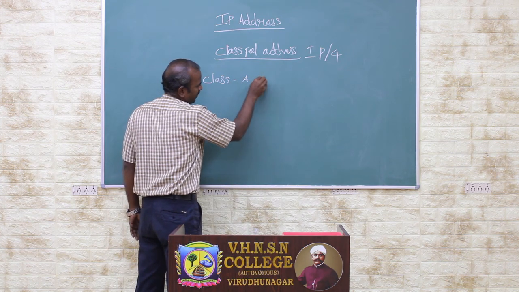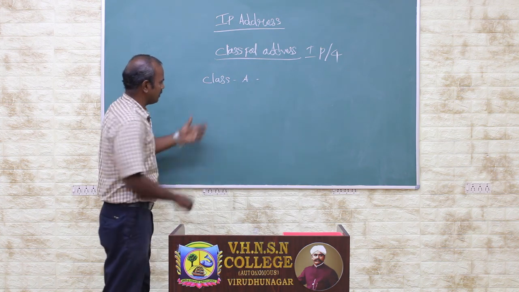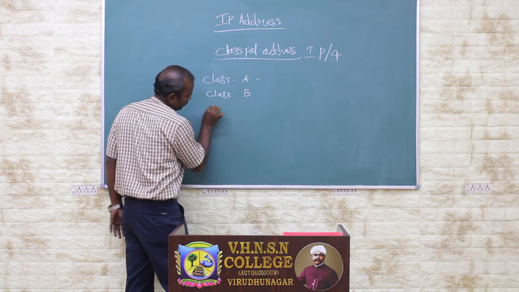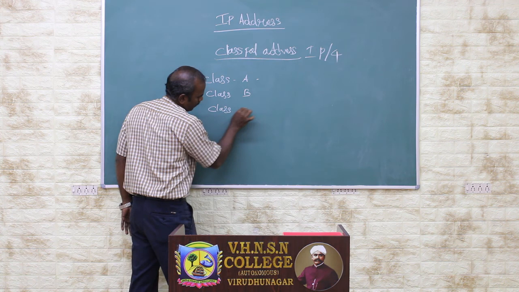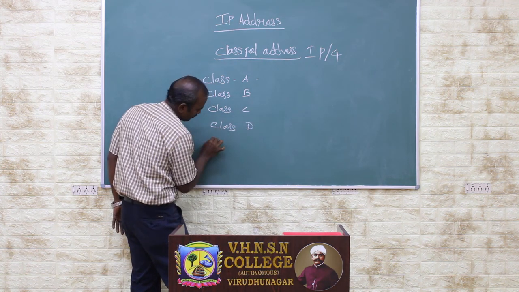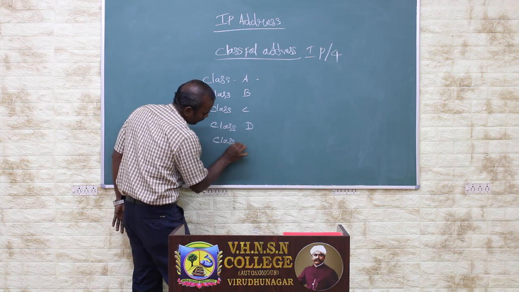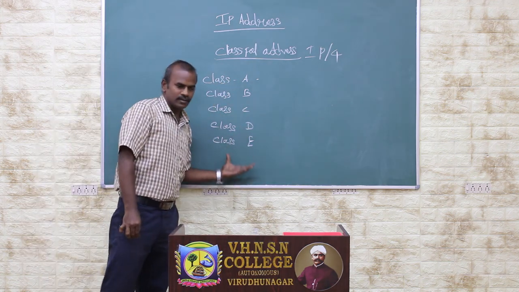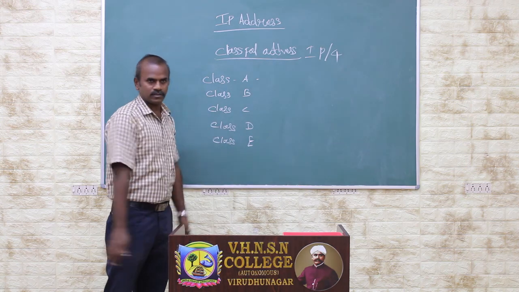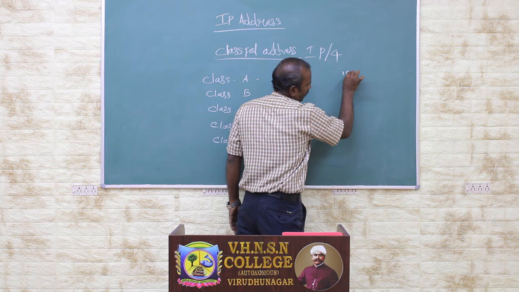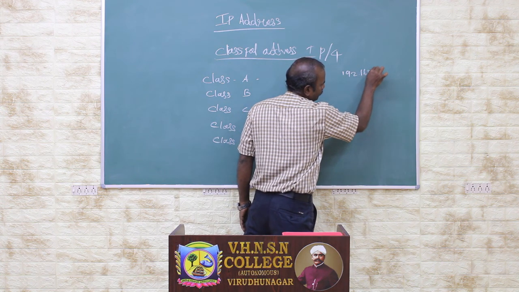Here it is classified into 5 classes: class A, class B, class C, class D, and class E. So these types we will discuss. For example, our IP address looks like this. It has 4 parts.